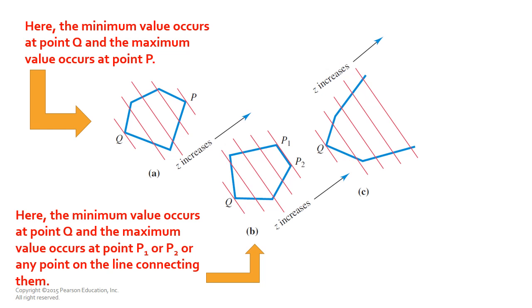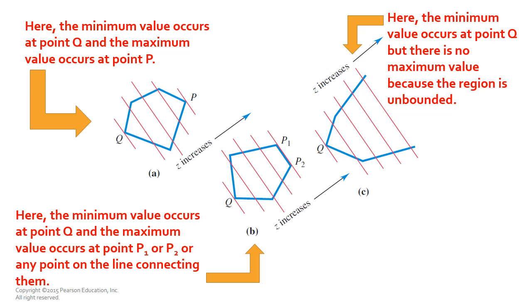So this function here actually has multiple maximum values. And then finally, our last region, we're missing a line. It's unbounded. Now we can find a minimum for that, and that'll occur at point Q, but there is no maximum value because there's no boundary.